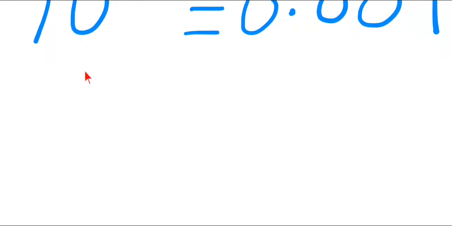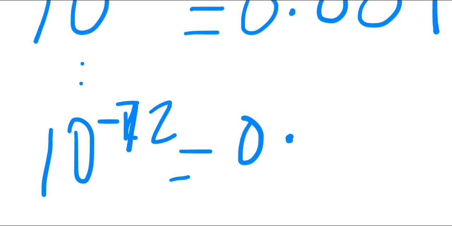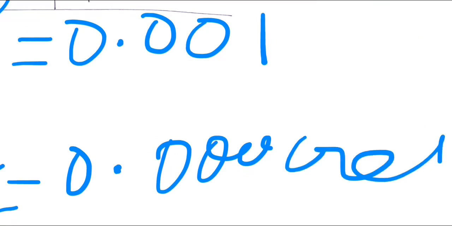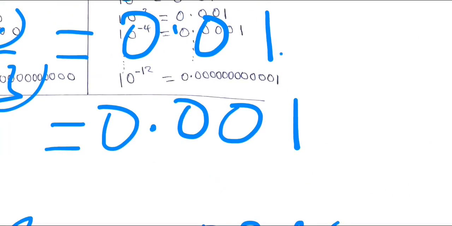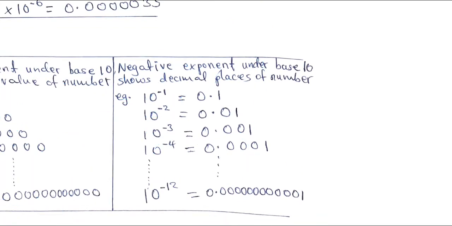So even if you have, let's say, 10 exponent negative 12, this means you must have 12 decimal places. This is exponent negative 12, so you must have 12 decimal places. At the end of the day, 1 is here. So 1 is a constant for all of it. Let me show you on the paper. I will say this one, 10 exponent negative 1. Since it is negative 1, the decimal place is only 1. That's why it is 0.1.